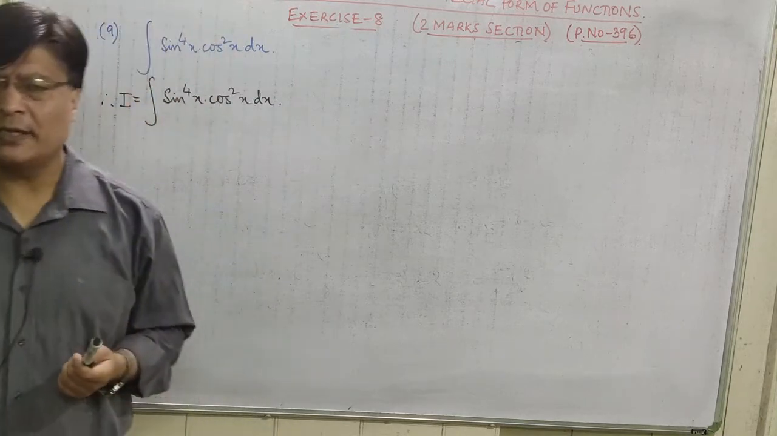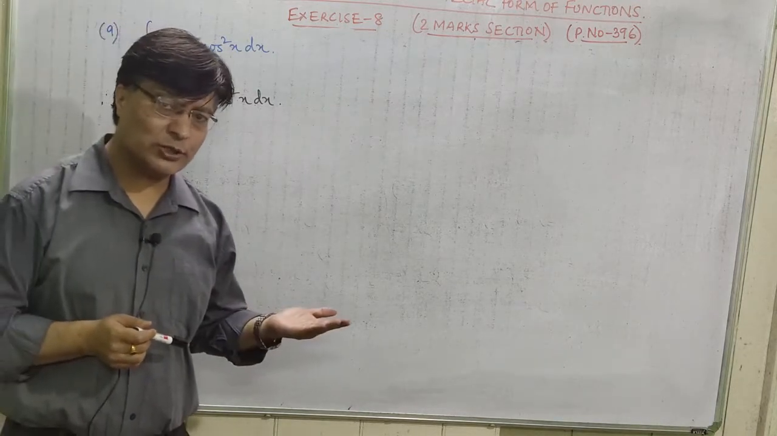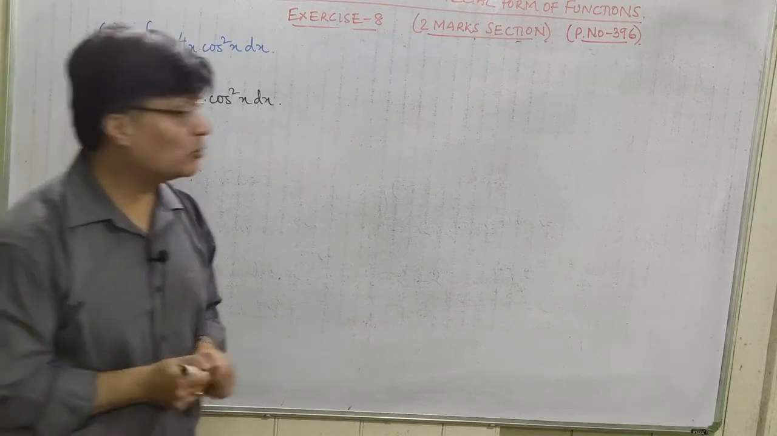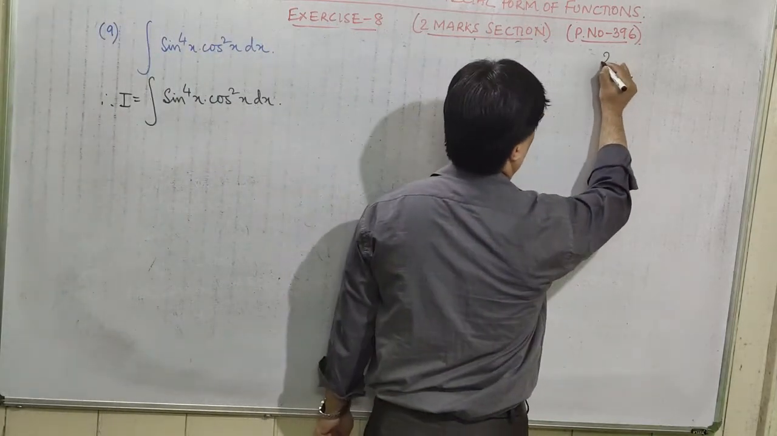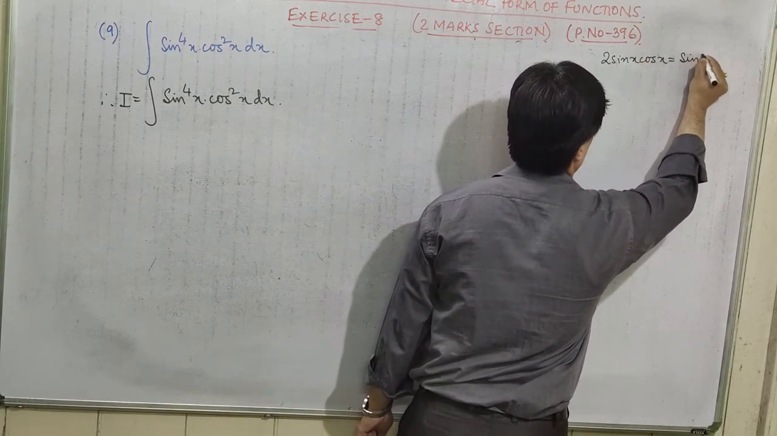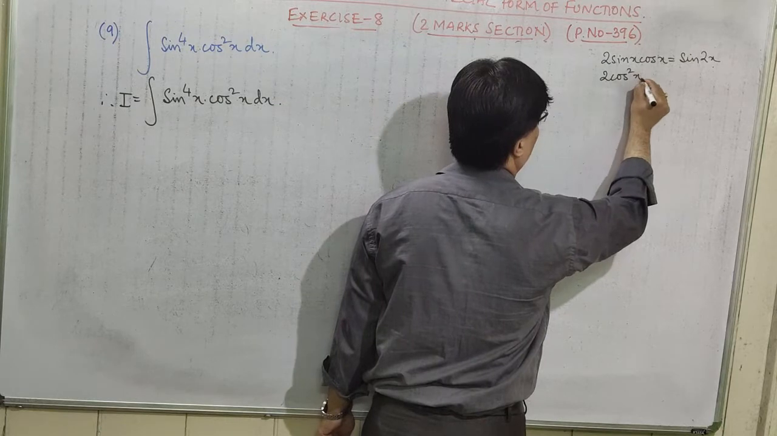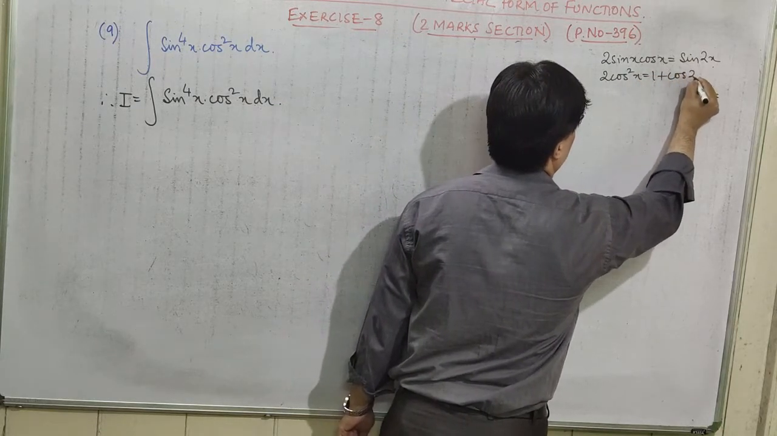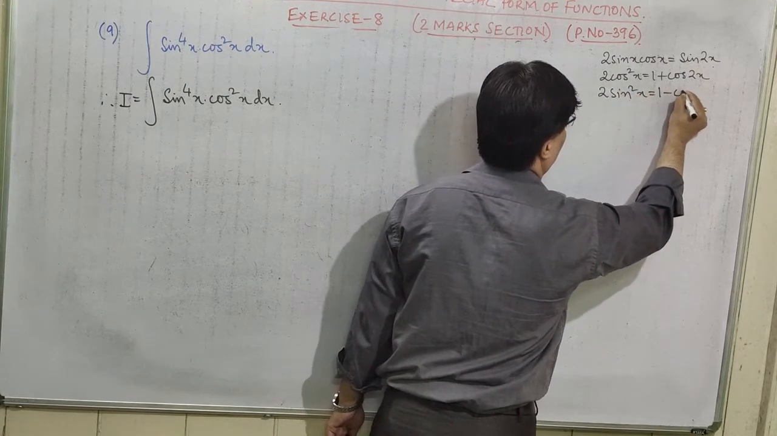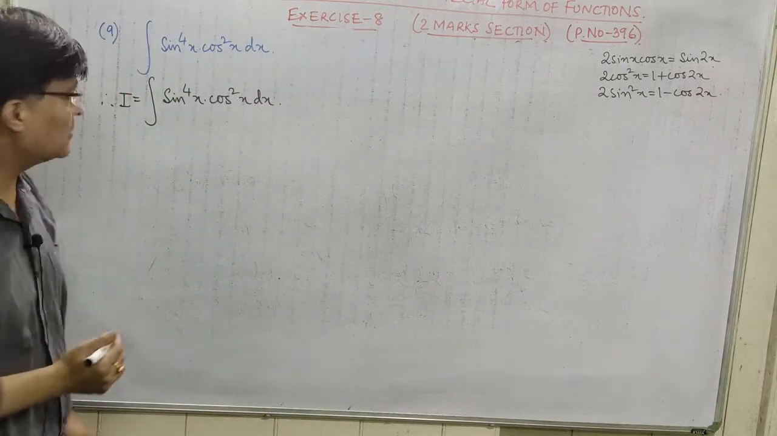Multiple angles form means it may be 2 sin x cos x, which is equal to sin 2x. It may be 2 cos square x is equal to 1 plus cos 2x. It may be 2 sin square x is equal to 1 minus cos 2x. You know this formula, isn't it? You should know all these formulas, right?